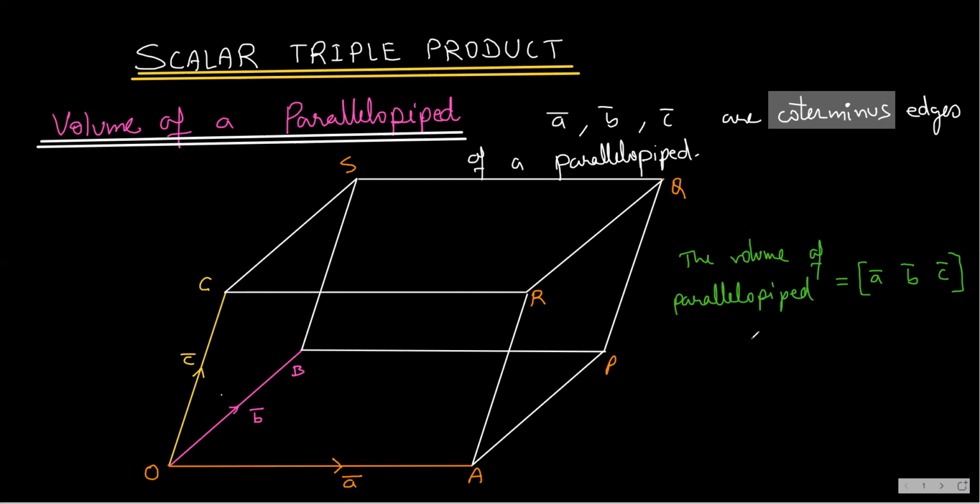This is true only when A bar, B bar, C bar are the coterminous edges of the parallelepiped. They should be coterminous edges. For example, suppose this vector is M bar, this is N bar, and this vector is R bar. Are these vectors coterminous edges? No, they are not coterminous. Only when you have coterminous edges can you write the volume like this. Please copy this.